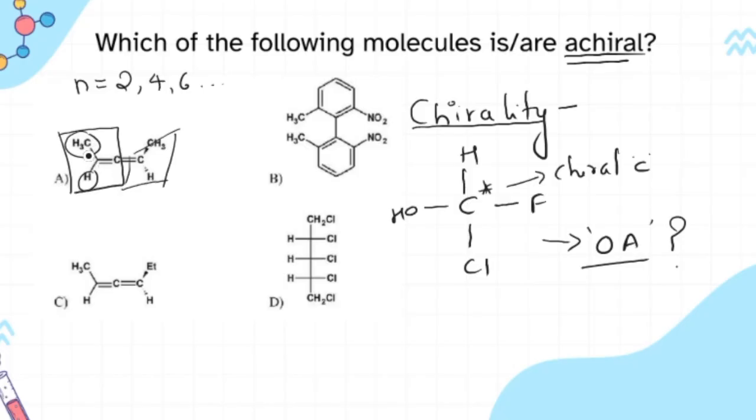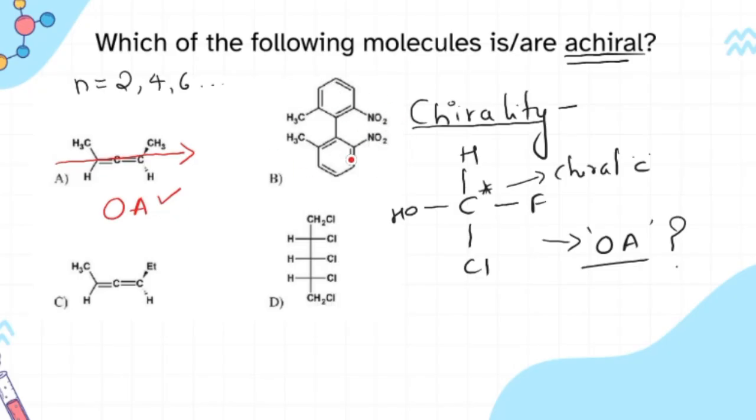Since this carbon is attached to two different groups and here the carbon is attached to two different groups, the molecule doesn't have a plane of symmetry. So we say it has a chiral axis, and this is the chiral axis we are talking about. That's why this molecule will be optically active. So this is a chiral molecule.